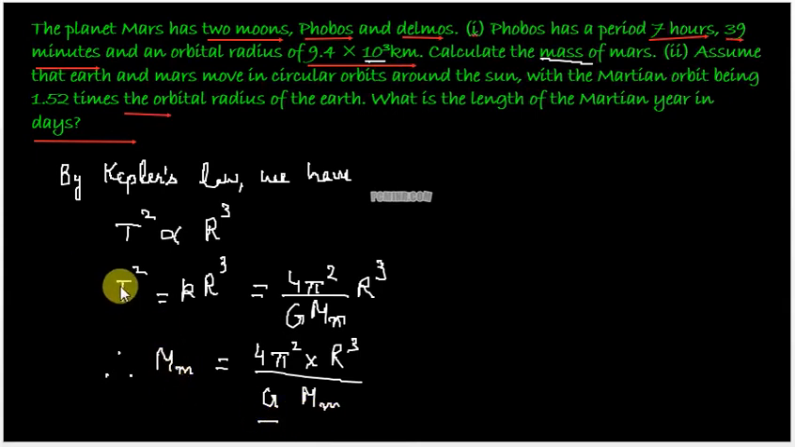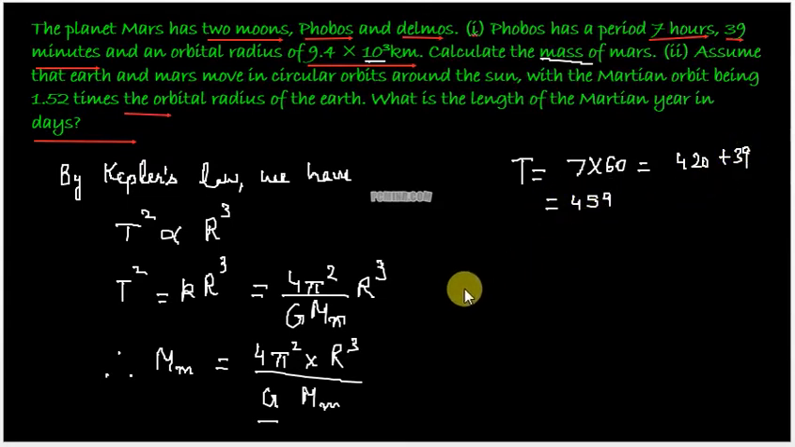The mass of Mars is what we have to calculate, and the time period is 7 hours 39 minutes. We'll convert it into seconds, so 7 into 60 minutes is 420 minutes plus 39 minutes. Therefore we get 459 minutes, and we have to convert this T into seconds, so we multiply it by 60.